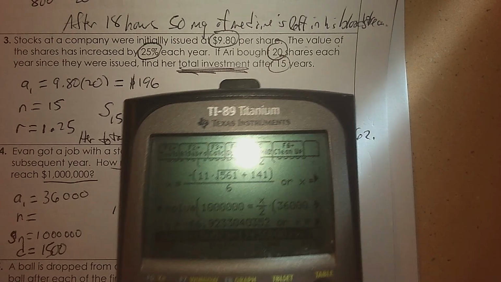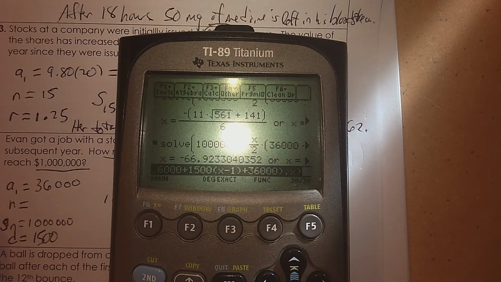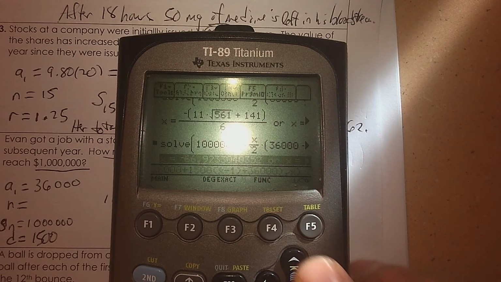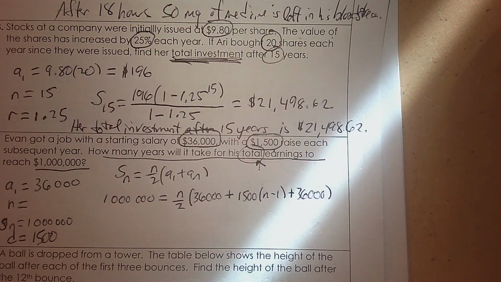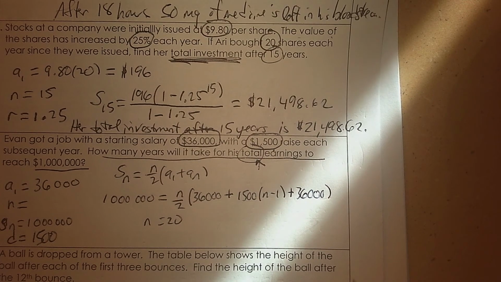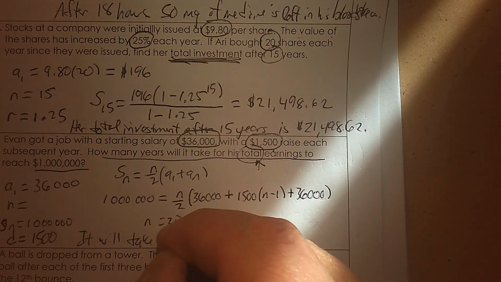And I want you to know, if you did it correctly, first of all, there's a negative answer. Do I want negative 67? No. So what's the other answer? 19.9? I think you can confidently say that's... So the question is, how many years will it take for him to be a millionaire? It will take 20 years.